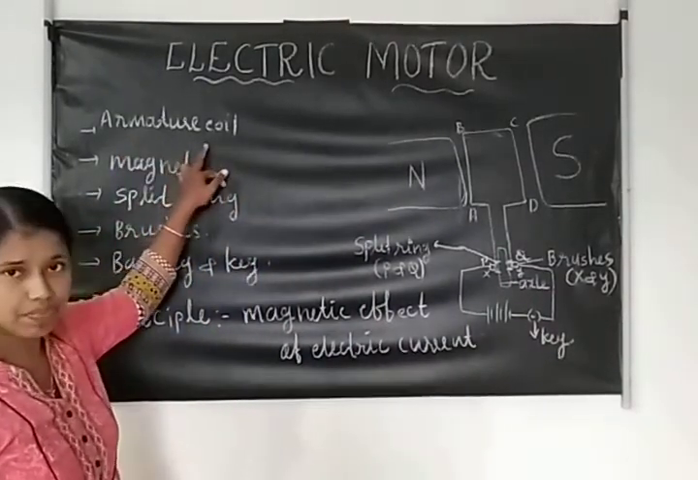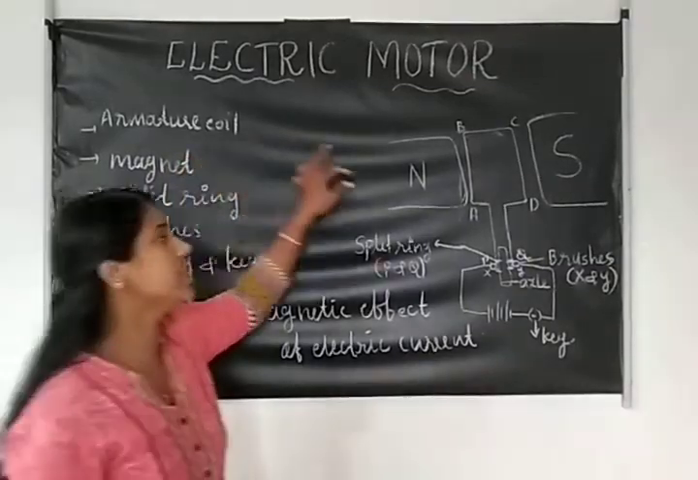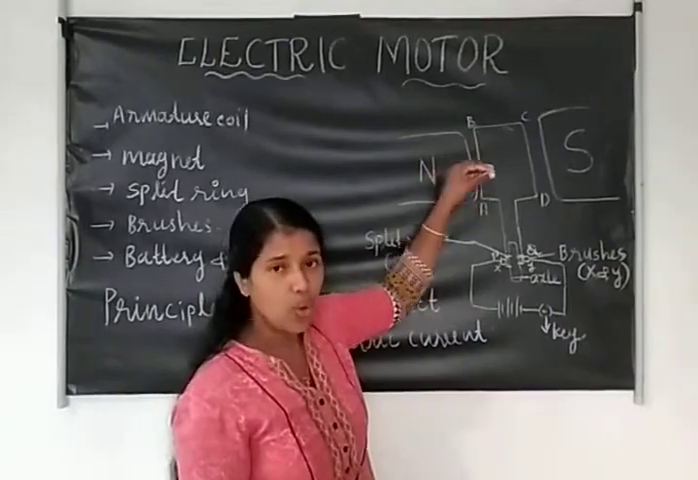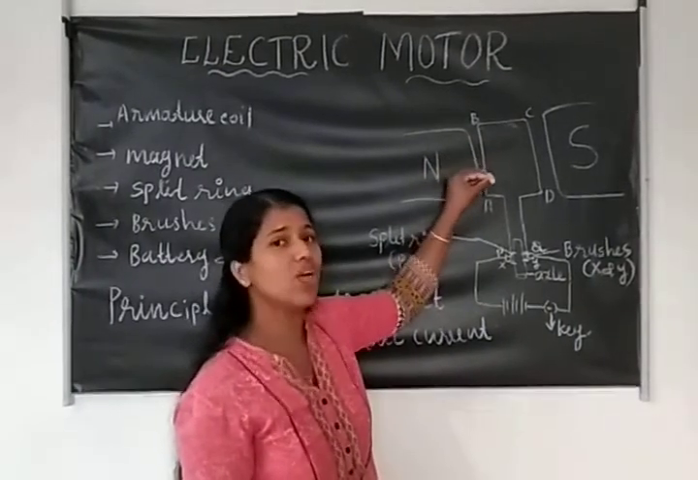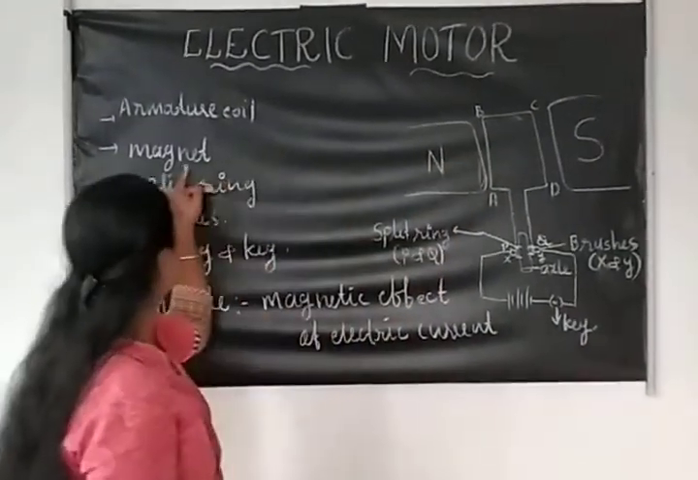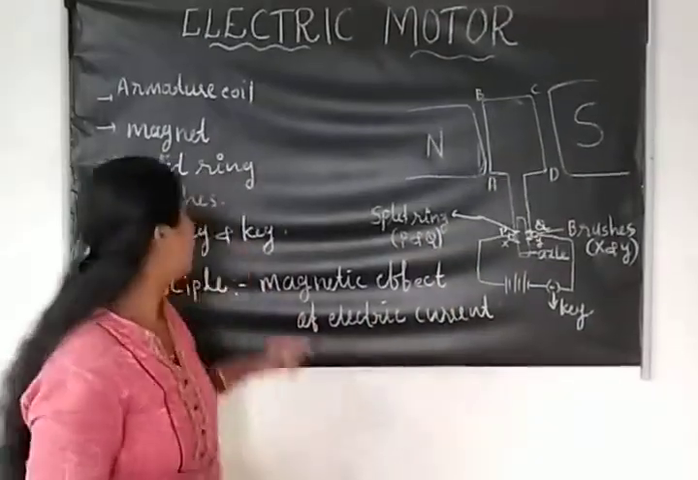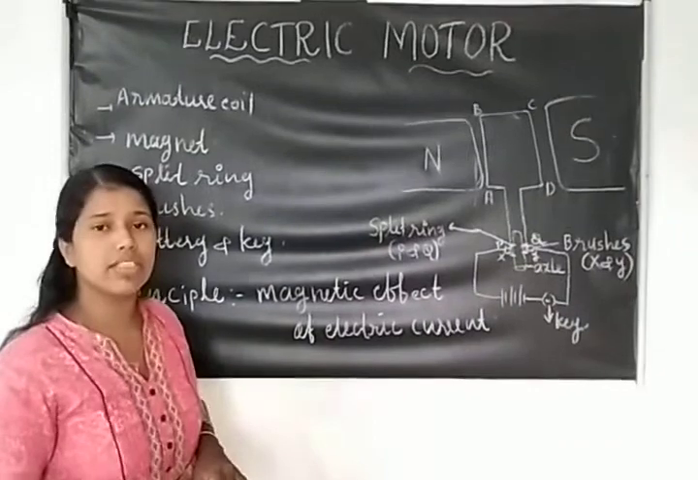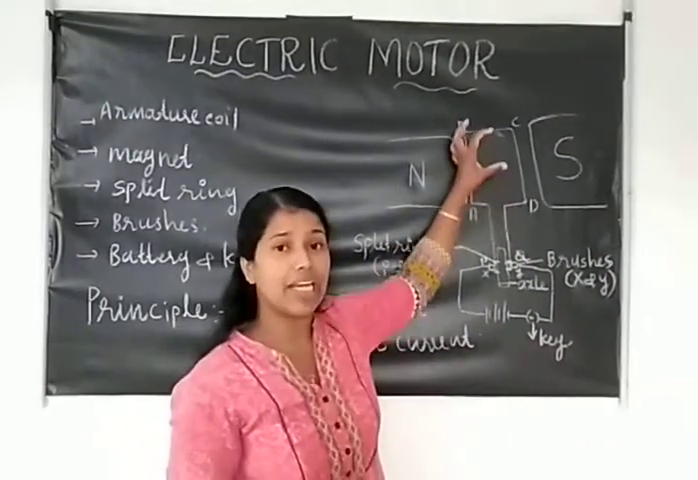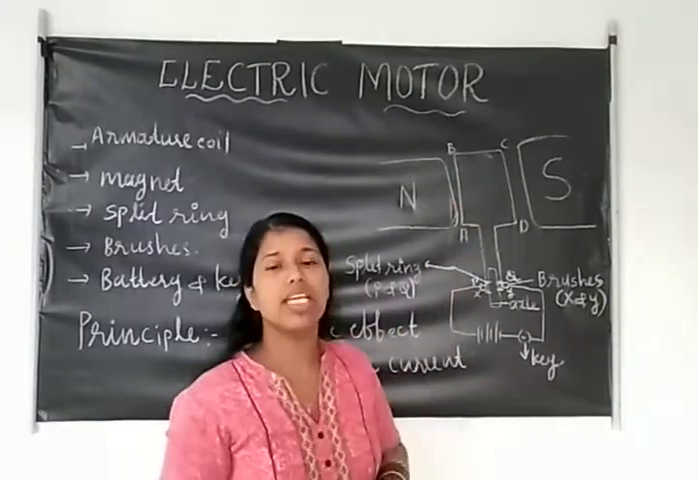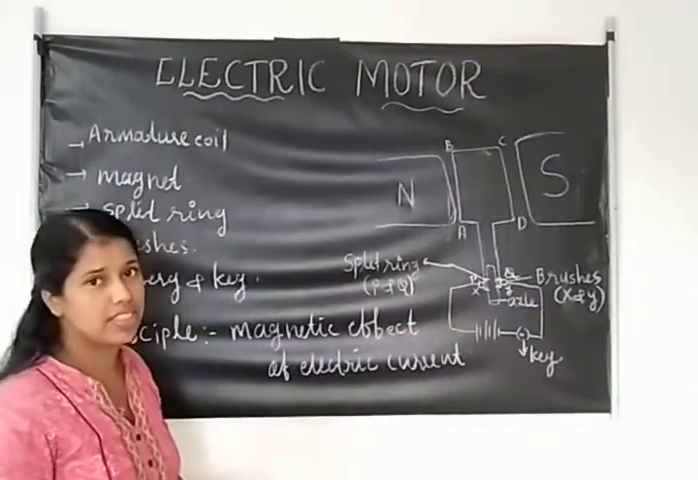Armature coil means it is a rectangular coil of insulated copper wire. The next one is magnet. That is the strong magnet we are using. Why are we using this strong magnet? A rectangular coil, a current carrying conductor, placed between this magnet experiences a force.